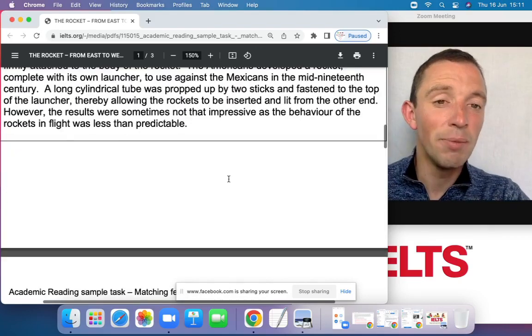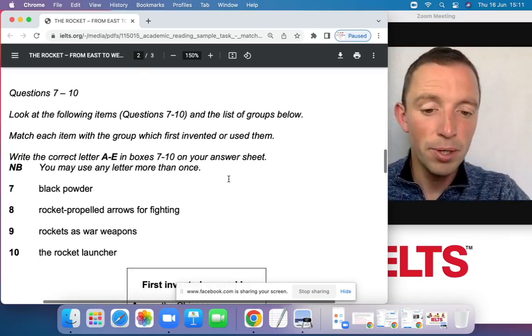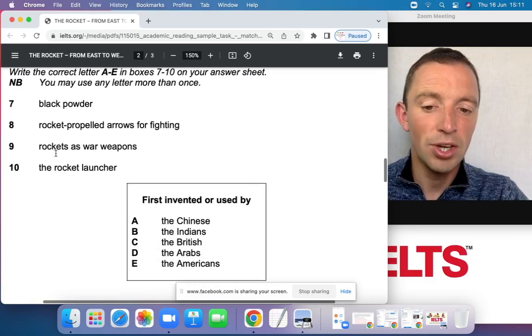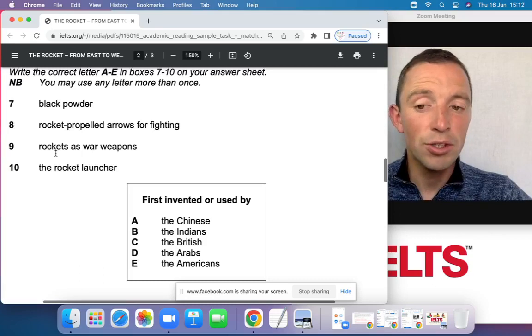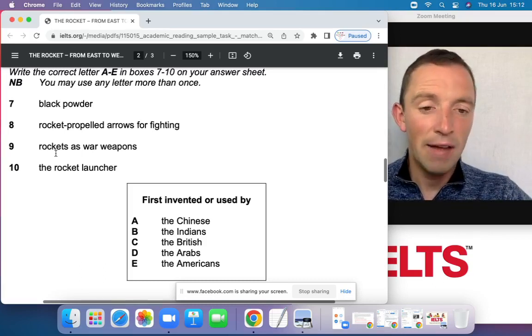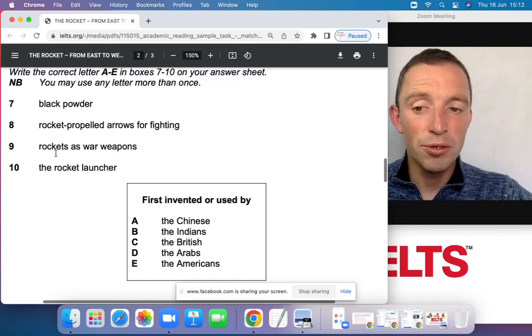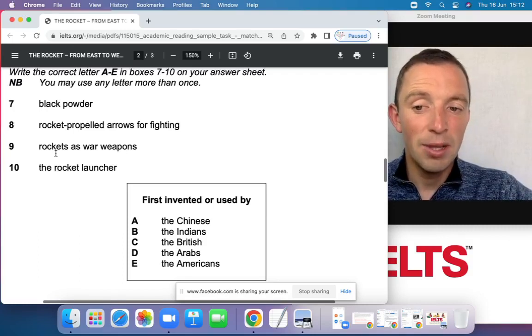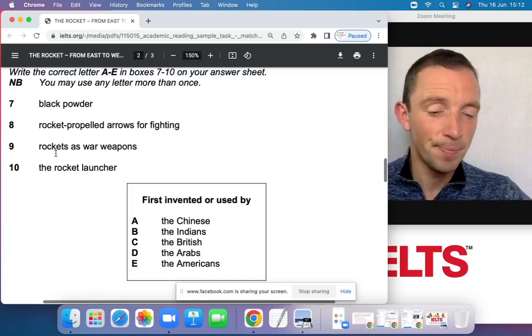Okay, and again, just to remind you of the questions, the question is, who were the first group who invented or used black powder? The Chinese, the Indians, the British, the Arabs, or the Americans? Number 8, who were the first group who used or invented the rocket-propelled arrows for fighting? Okay, and number 9, who were the first group who used or invented rockets as war weapons? And number 10, who were the first group who used or invented the rocket launcher?